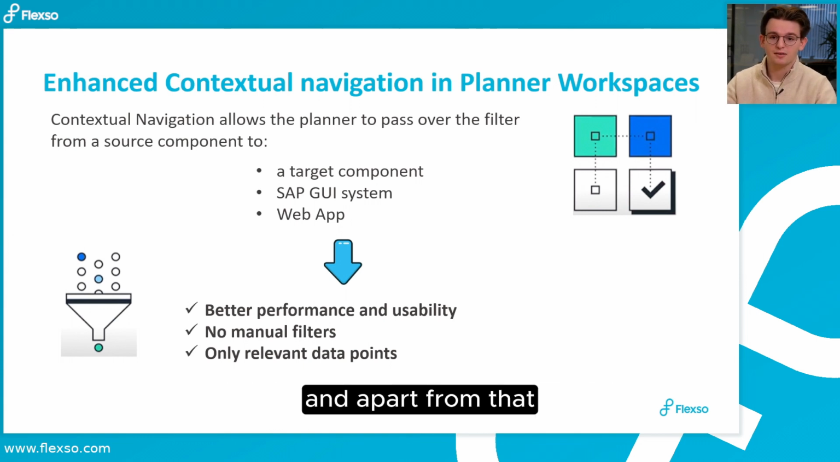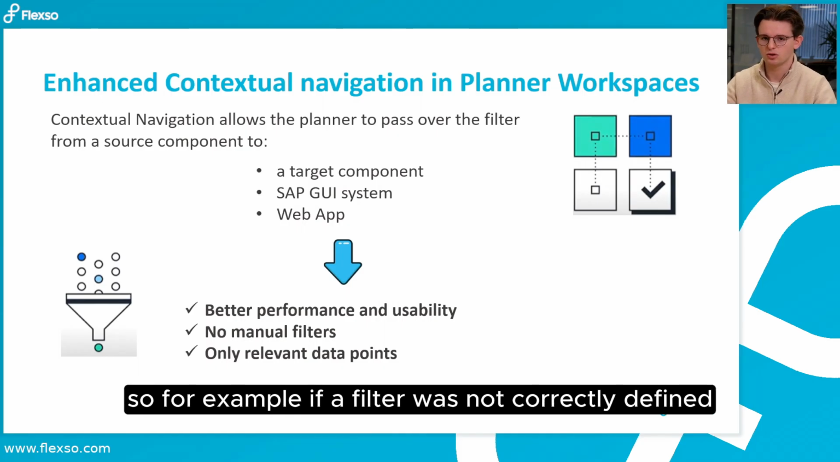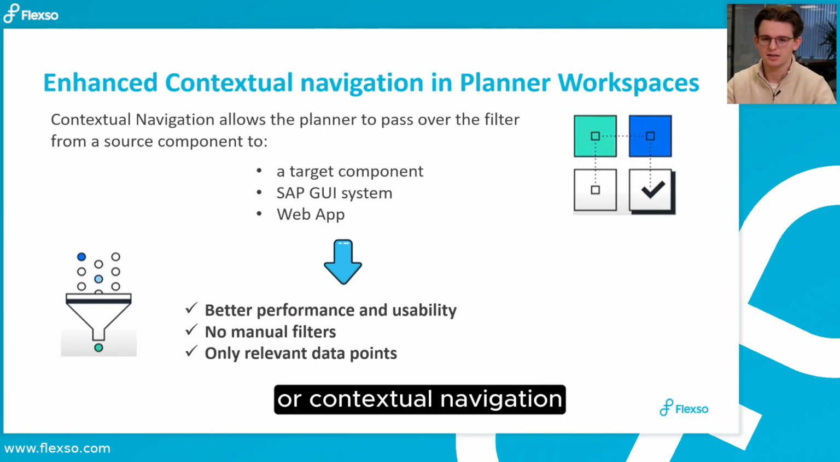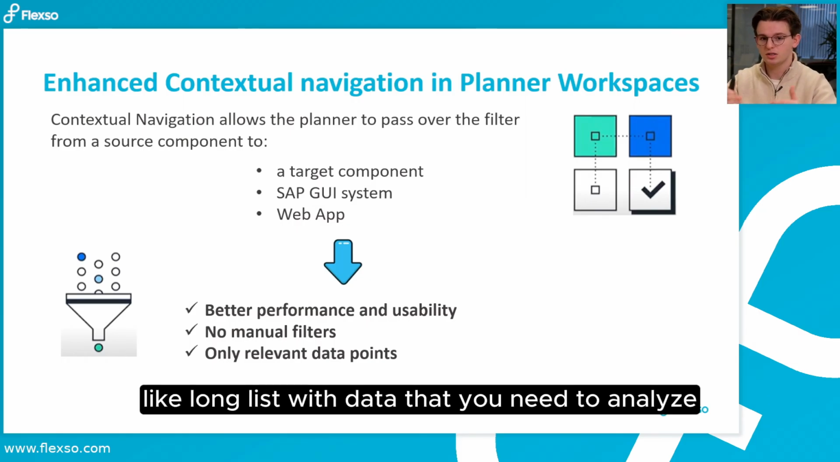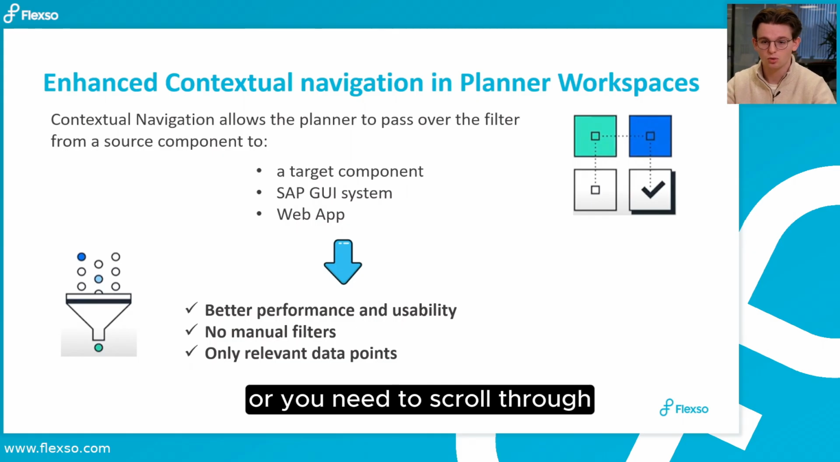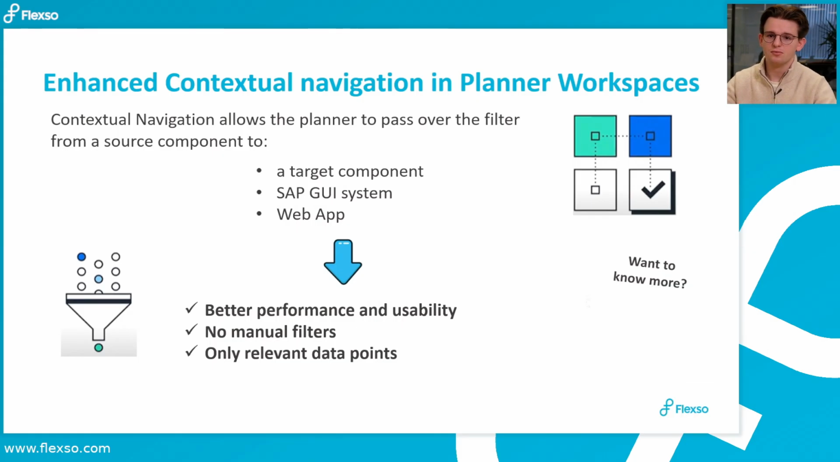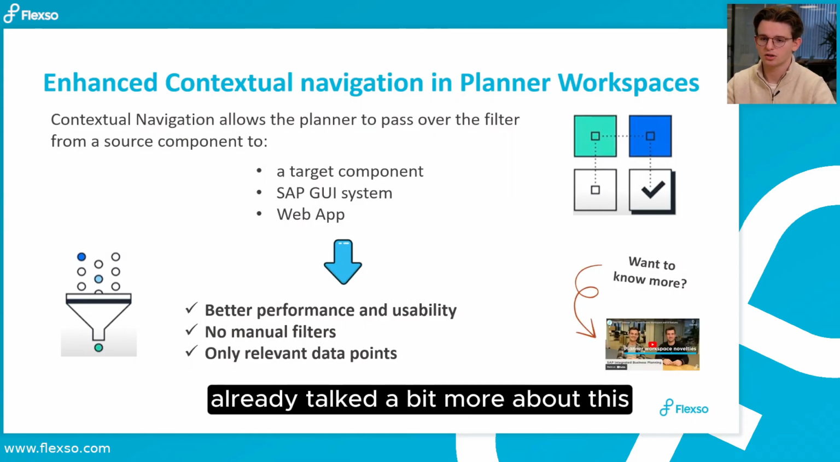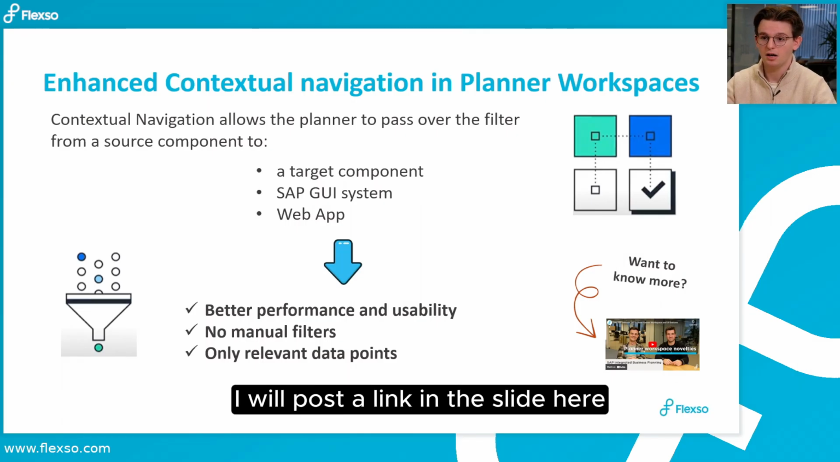And apart from that, it will only show you relevant data points. So for example, if a filter was not correctly defined or a contextual navigation did not work the way you wanted it to, you have a long list with data that you need to analyze or scroll through. Now with this, you will only see relevant data points. So as I said, we already talked a bit more about this in one of our previous release videos. So if you want to know more about contextual navigation itself, I will post a link in the slide here so you can go and check that out.